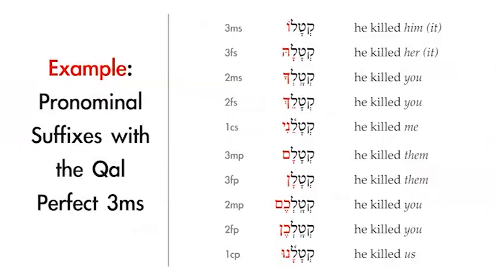Here's an example of pronominal suffixes with the Qal perfect 3ms, and you can see how it works when we translate it. In each instance, the pronominal suffix is translated as the object of the verb. Let's read through some of these. Qatalo, he killed him. The pronominal suffix at the end of the verb is translated as the object of the verb. Qatala, he killed her or it. Qatalkha, he killed you. Qatalekh, he killed you again, but 2fs. And qatalani, he killed me.